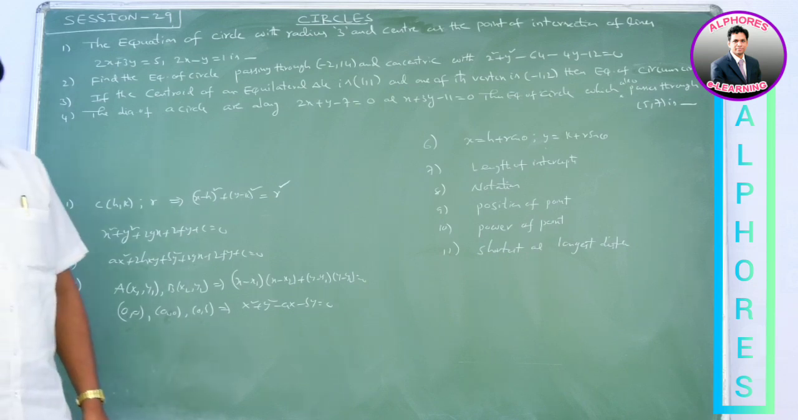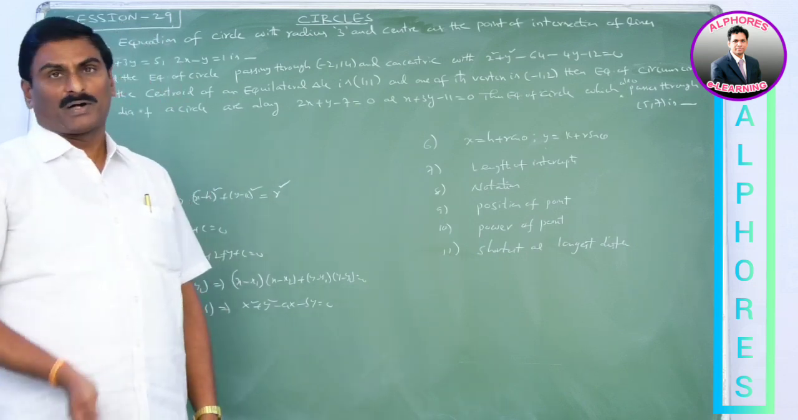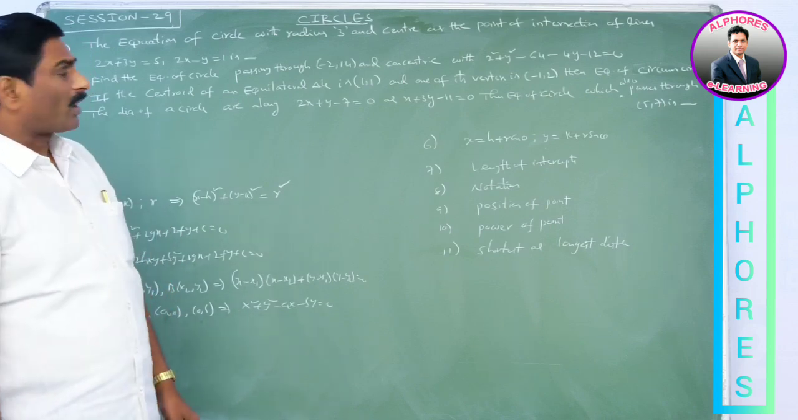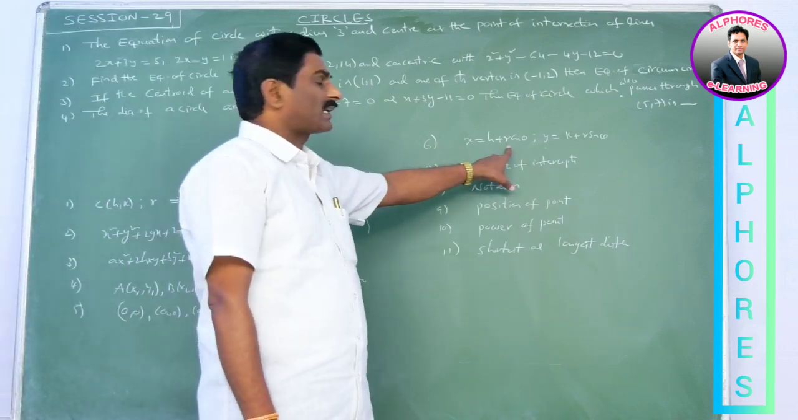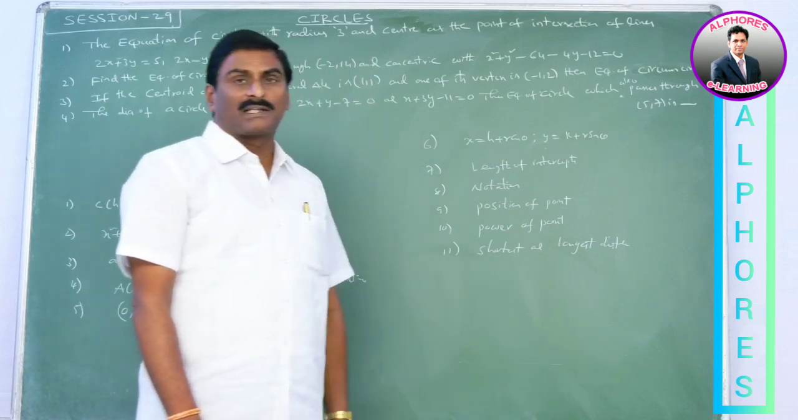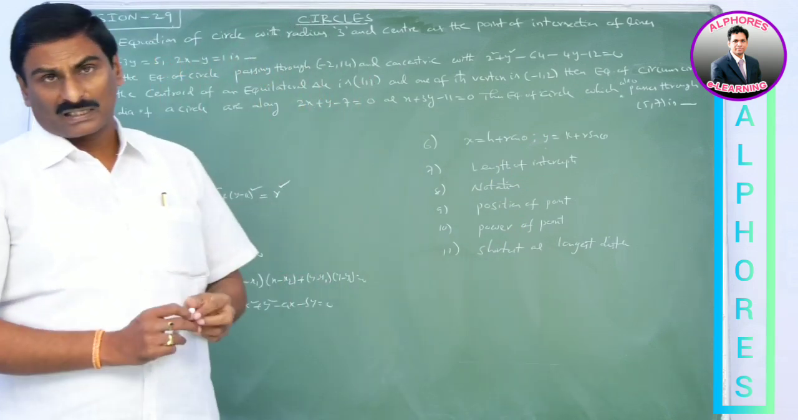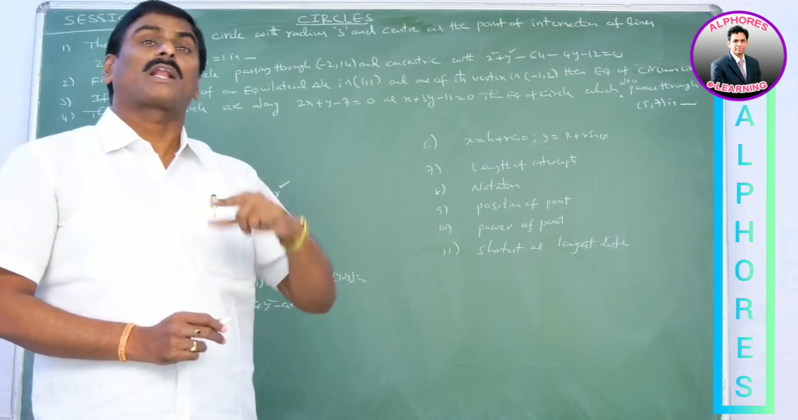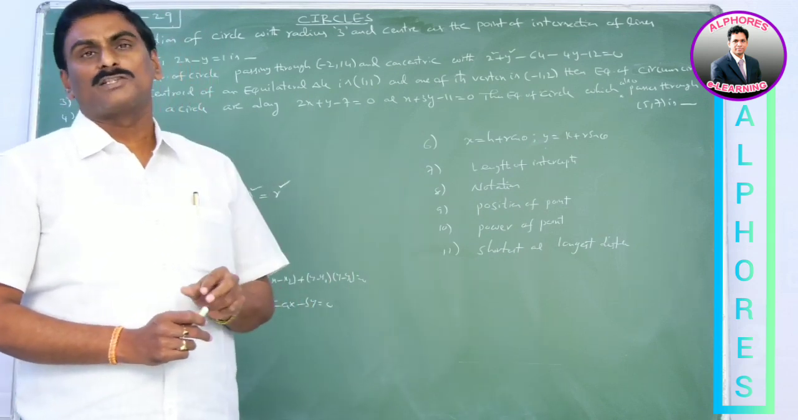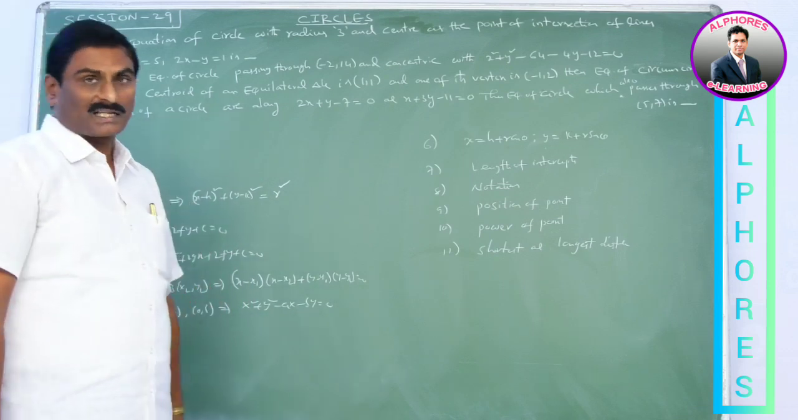Next, the equation of the circle in parametric form. The equation of the circle in parametric form is x is equal to h plus r cos theta, y is equal to k plus r sin theta. Here (h, k) is the center of the circle, r is the radius of the circle and theta is the parameter. The range of theta is 0 less than or equal to theta less than 2 pi.